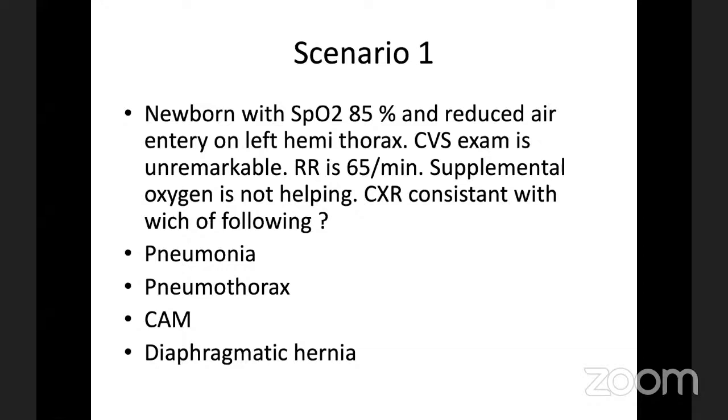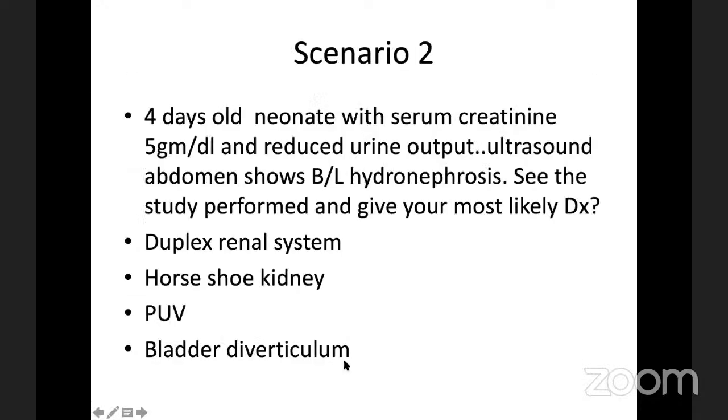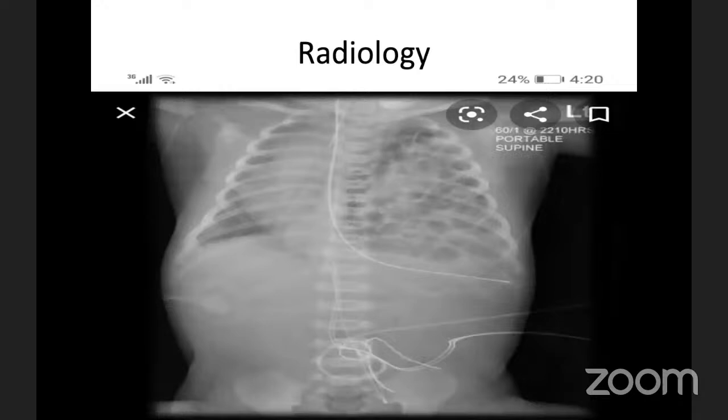So the first scenario, we'll just take one scenario. It's about a newborn whose oxygen saturation is 85% with reduced air entry on the left hemithorax. The CVS examination is unremarkable. He is tachypneic. You give supplemental oxygen, but it's not working. The consultant advised an X-ray just to see what it is. Next slide, please, Dr. Manu. Yeah, there. So you did an X-ray and you find this.